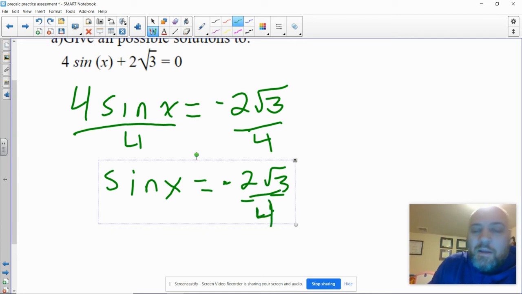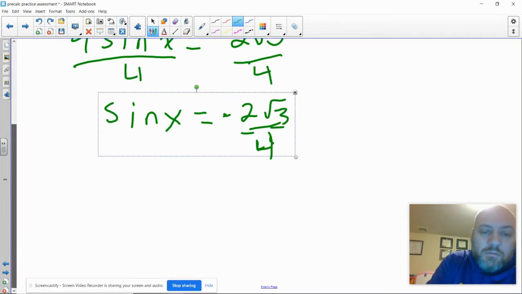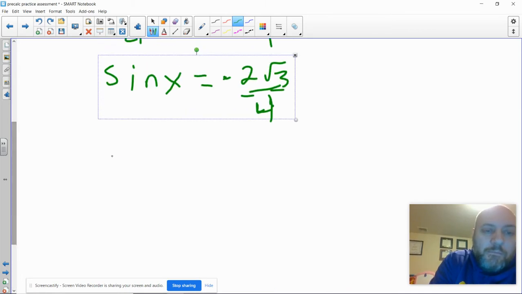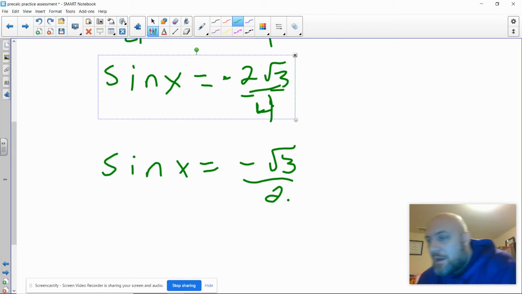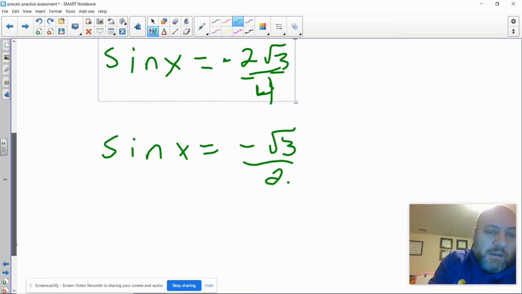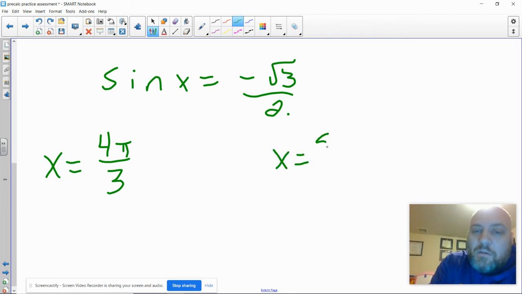And then I'm going to simplify my fraction. So 2 over 4 is going to become 1 over 2. So I'm going to end up with negative radical 3 over 2. So now I'm going in my unit circle to find out where the sine value is negative radical 3 over 2. And that occurs at 2 places. First, at 4 pi over 3. And second, at 5 pi over 3.